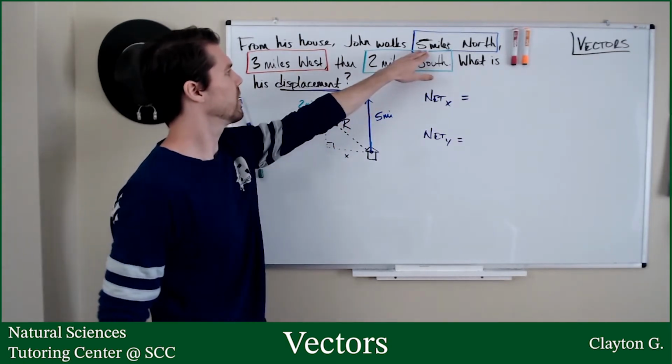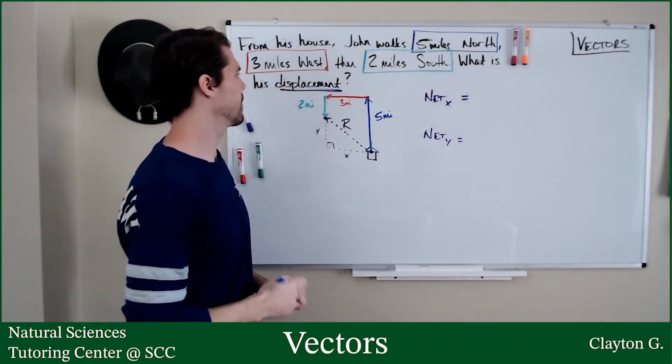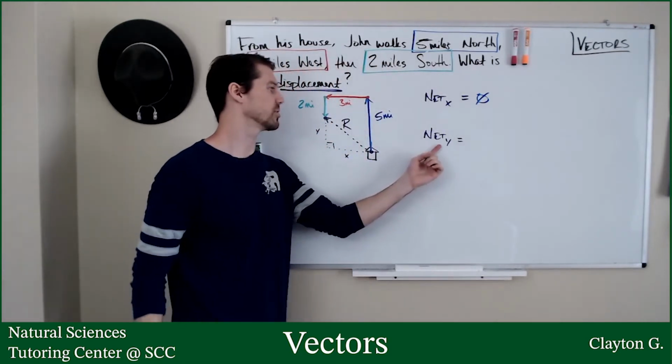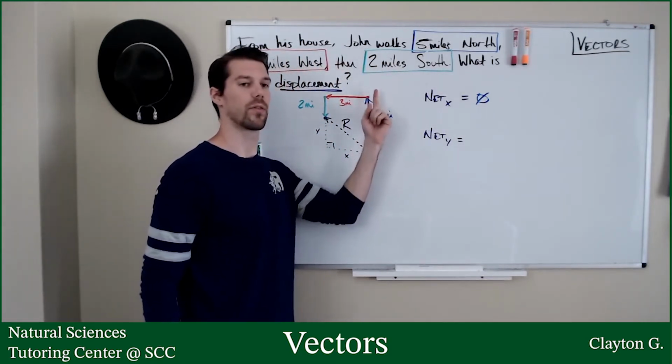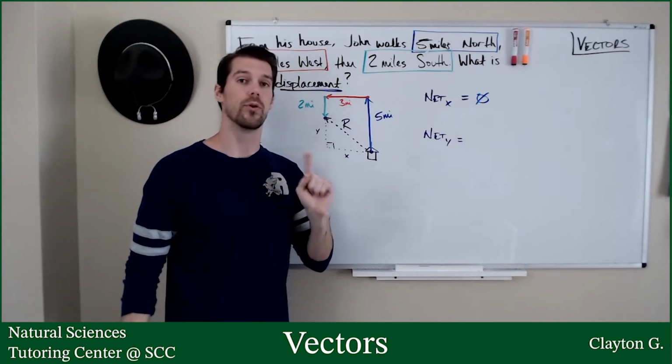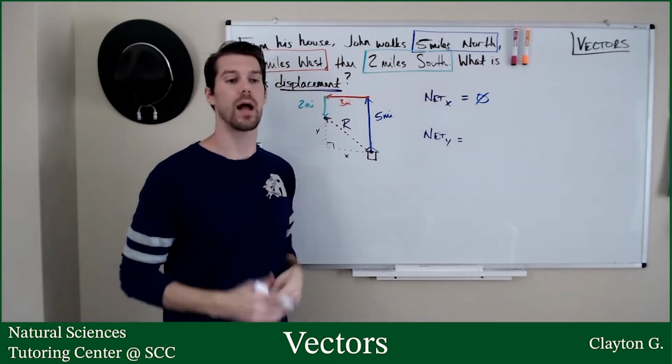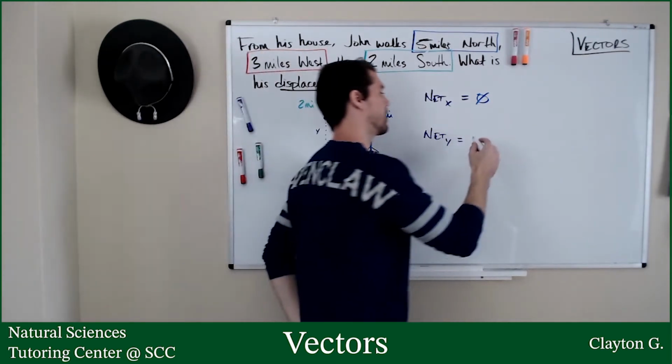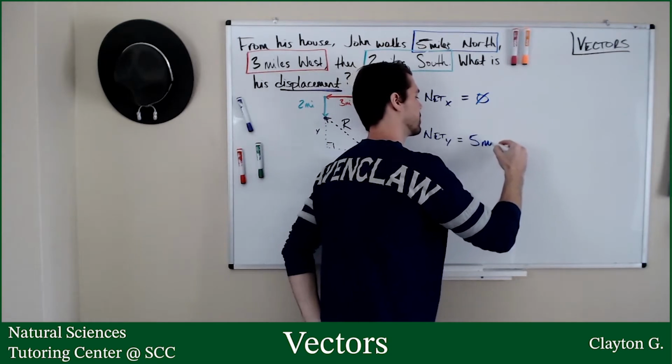So we're going to start with the blue one here, 5 miles north. Well, in the x direction, that's 0. In the y direction, 5 miles north. In my world, north or up, I call positive. So I'm going to just call that 5 miles.